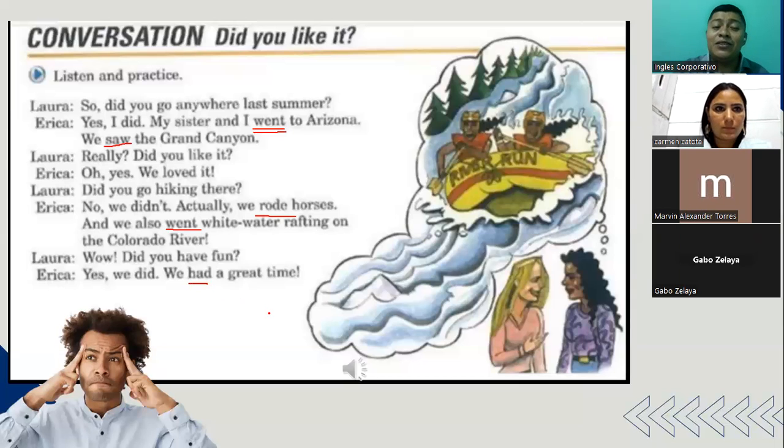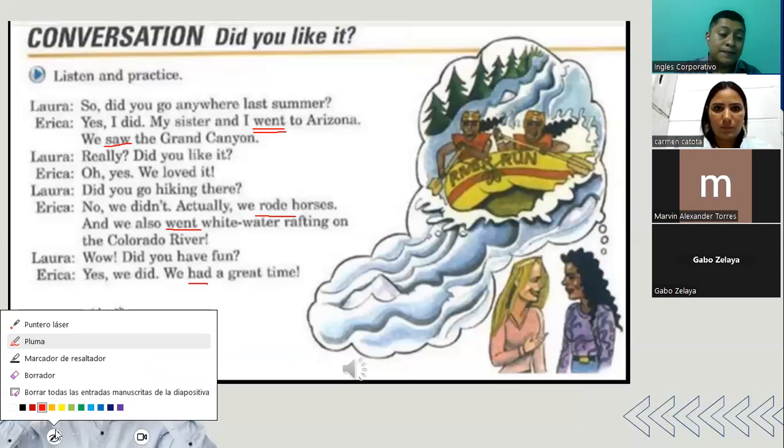Now let's pay attention to the pronunciation and intonation in the question. Did you like it? Did you go anywhere last summer? Did you have fun? So pay attention to the intonation. Did you go hiking there? And then we are going to practice.